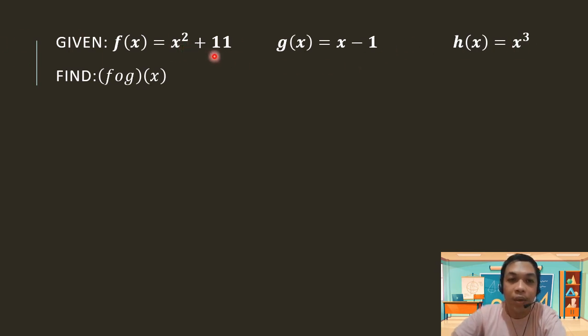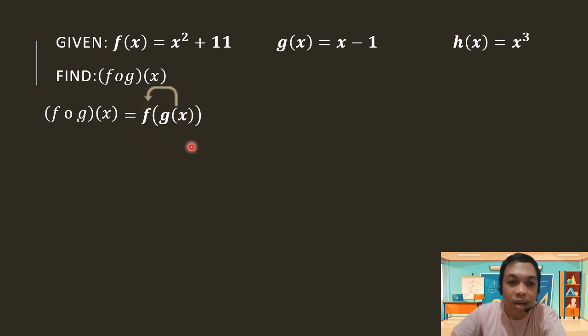F of x is equal to x squared plus 11, g of x is equal to x minus 1, and h of x is equal to x cubed. Find f circle g of x. So, f circle g of x is also equal to f of g of x. For this one, we are going to substitute g of x into f of x. So, what is our f of x? We substitute g of x into it.